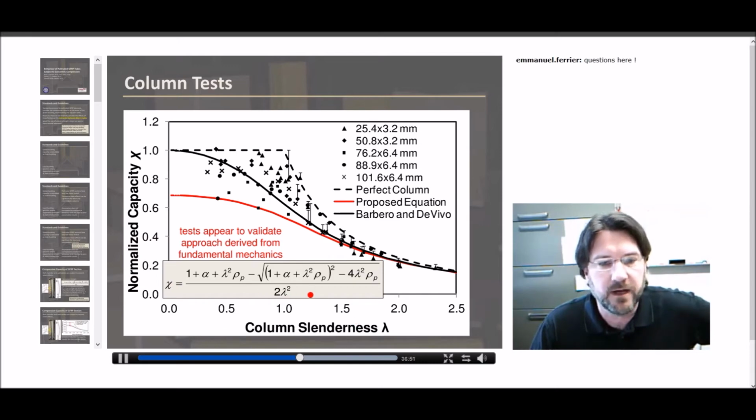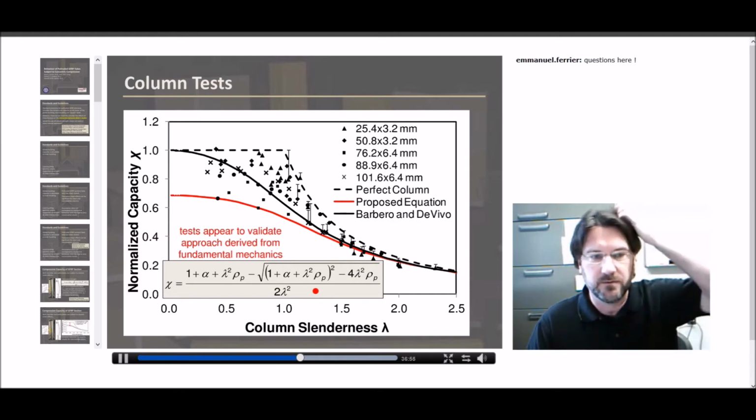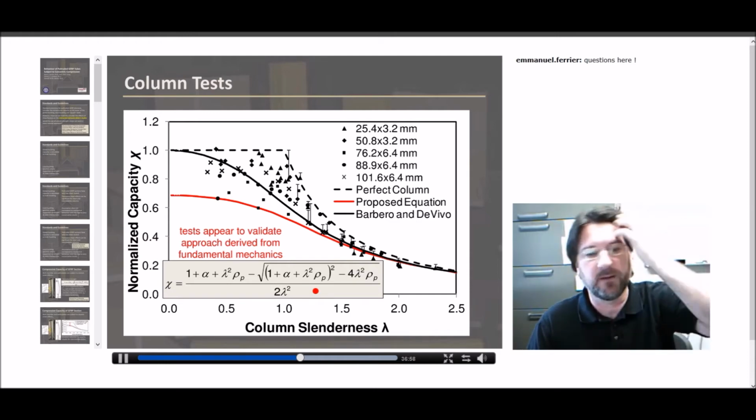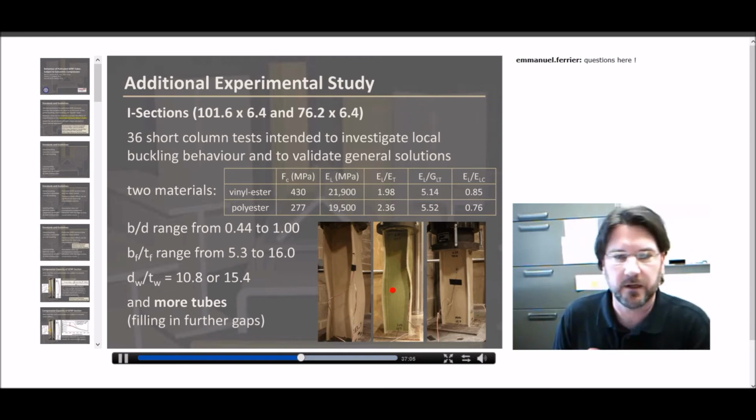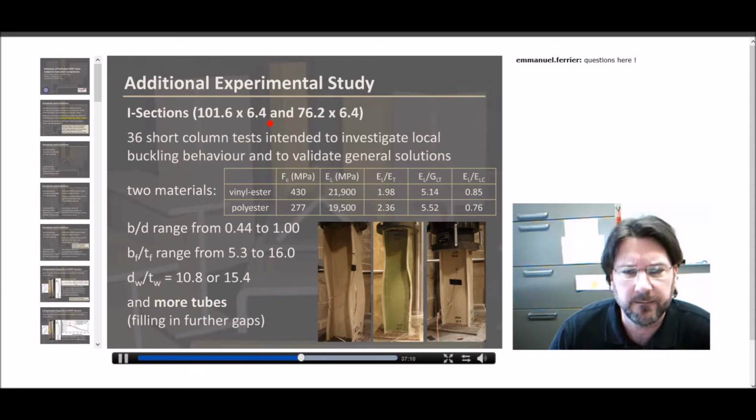There's our equation again, and that's that red curve, which certainly appears to validate the approach from fundamental mechanics, as we might expect. We have done a significant additional study. I'm not really going to go deeply into it here, involving I-shaped sections in pultruded shapes, at least that are available in North America. I-shaped sections are all essentially square, so the flange width is equal to the depth of the section, and so we have 100 millimeter and 75 millimeter sections.